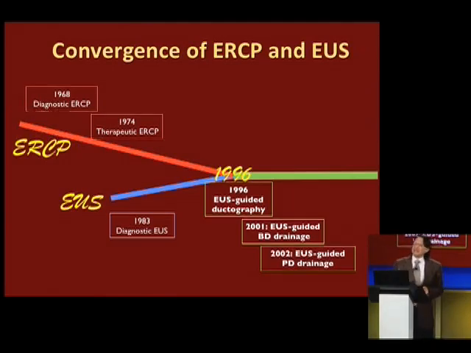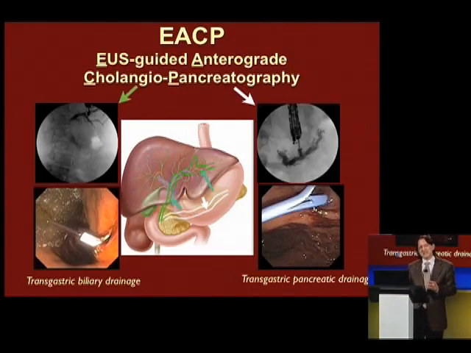In 1996, EUS converged with ERCP, and that's when the first EUS-guided ductography was performed. Dr. Wiersma injected contrast directly transenteral through the stomach into the bile duct, and he produced a cholangiogram. In 2001, the first bile duct drainage was performed under EUS guidance, and in 2002, the first pancreatic duct drainage.